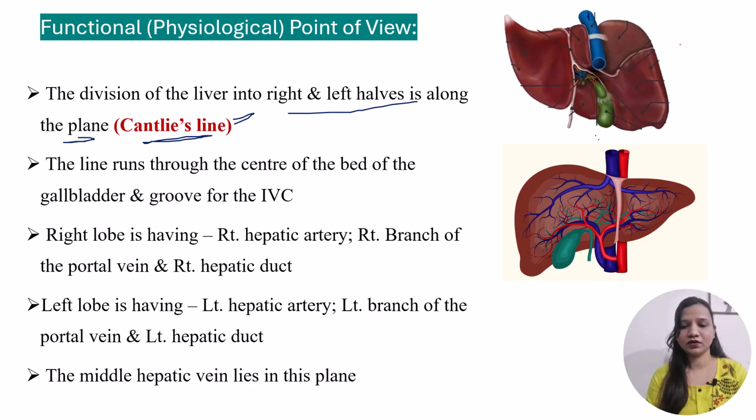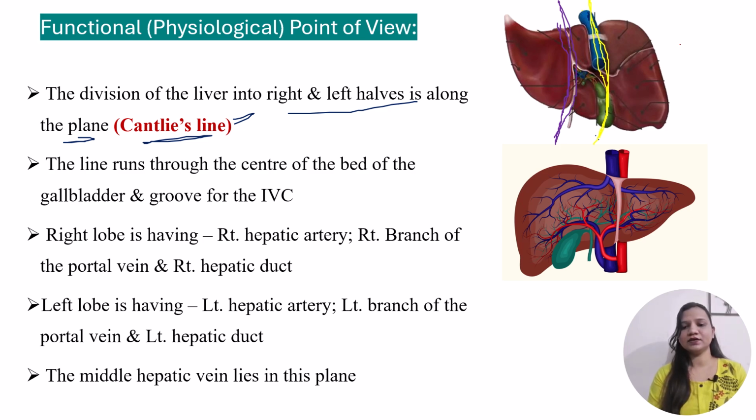You can clearly appreciate here the difference between the anatomical and physiological division. Anatomically, we have seen that the fissure for ligamentum venosum and the fissure for ligamentum teres divide the right and left half of the liver. But physiologically, the groove for inferior vena cava and the bed for gallbladder divide the two lobes, as you can appreciate in this picture.